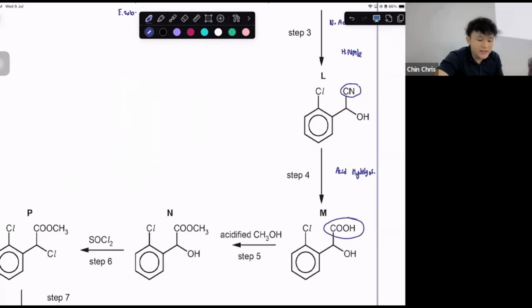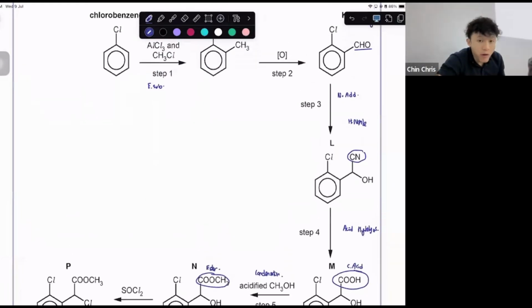Guys, can anyone tell me what is step 5? What is this? Mechanism? Or what type of reaction is this? It's not hard. Look at it and think about it. What is formed? A carboxylic acid turns into an ester. Yeah, correct. So which means the reaction is condensation. Good job.